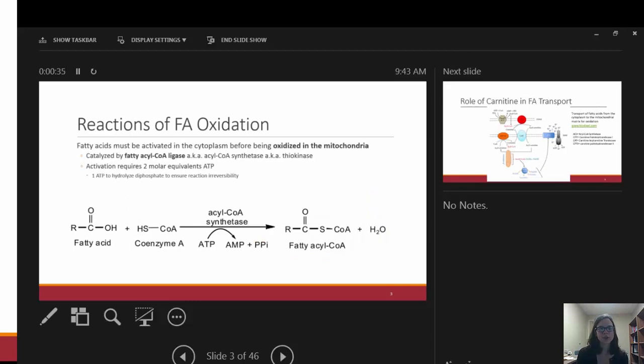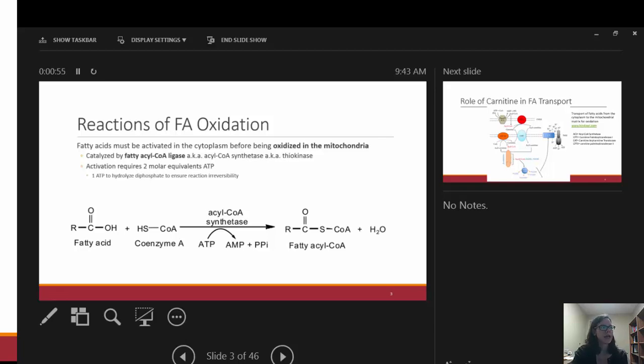Fatty acids, in order to be oxidized in the mitochondria, must first be activated in the cytoplasm. And this occurs through the enzyme fatty acyl-CoA ligase. And this has a number of names. In this graphic, it's shown as acyl-CoA synthetase. And it also can be called thiokinase.